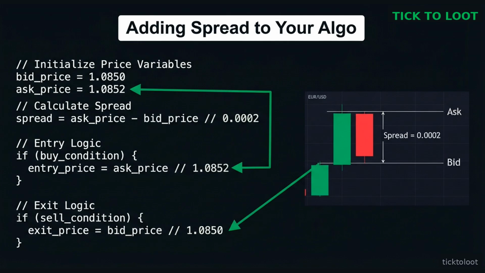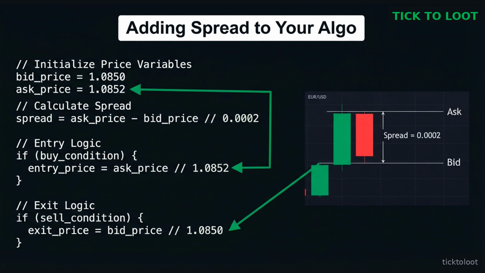In code, the easiest way to capture that gap is to pull both the bid and ask prices from your broker's data feed. You'll typically see them labeled as bid and ask in the API. Create 2 variables, for example, bid_price and ask_price, and assign the live values each time your algo evaluates a new tick. Next, calculate the spread by subtracting bid_price from ask_price. Spread equals ask_price minus bid_price. This gives you a numeric value in pips or points that you can store for later use.